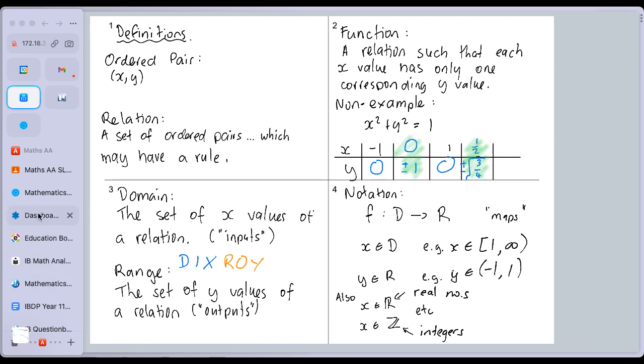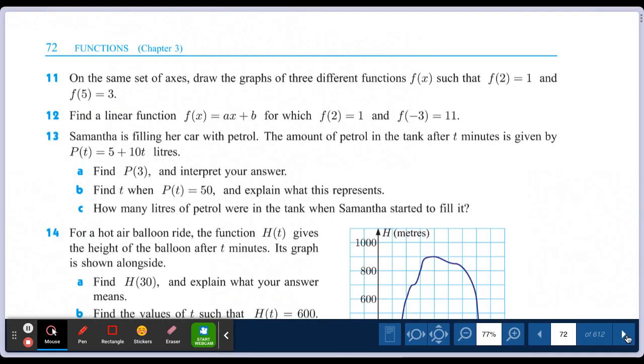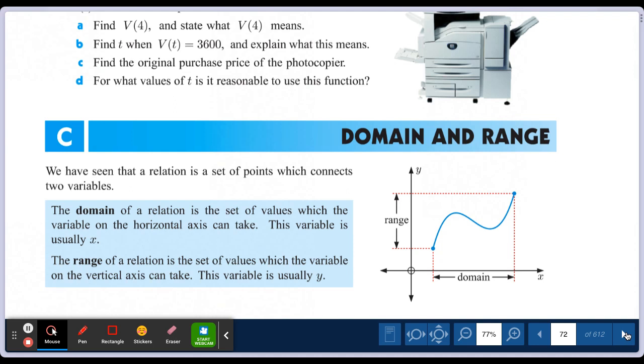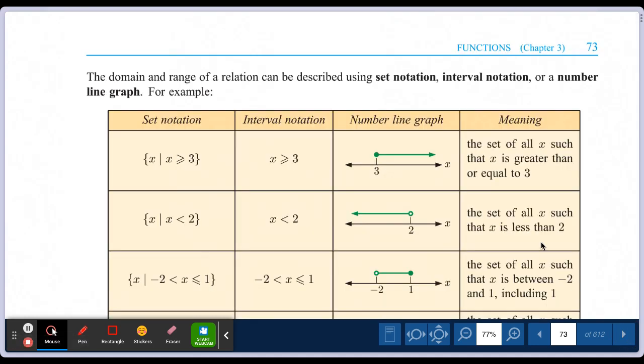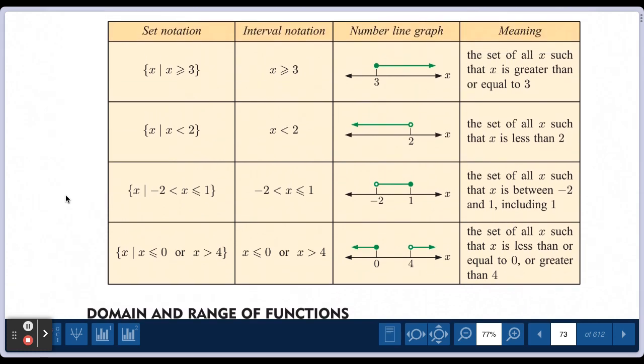So I'm going to go to our textbook, and I am on page 73, up on the screen if you want to see it. On page 73, it talks about different notations. Now, from what I understand in the IB course, they're not too formal on the notation, but the notation used in the textbook is one of these things here.